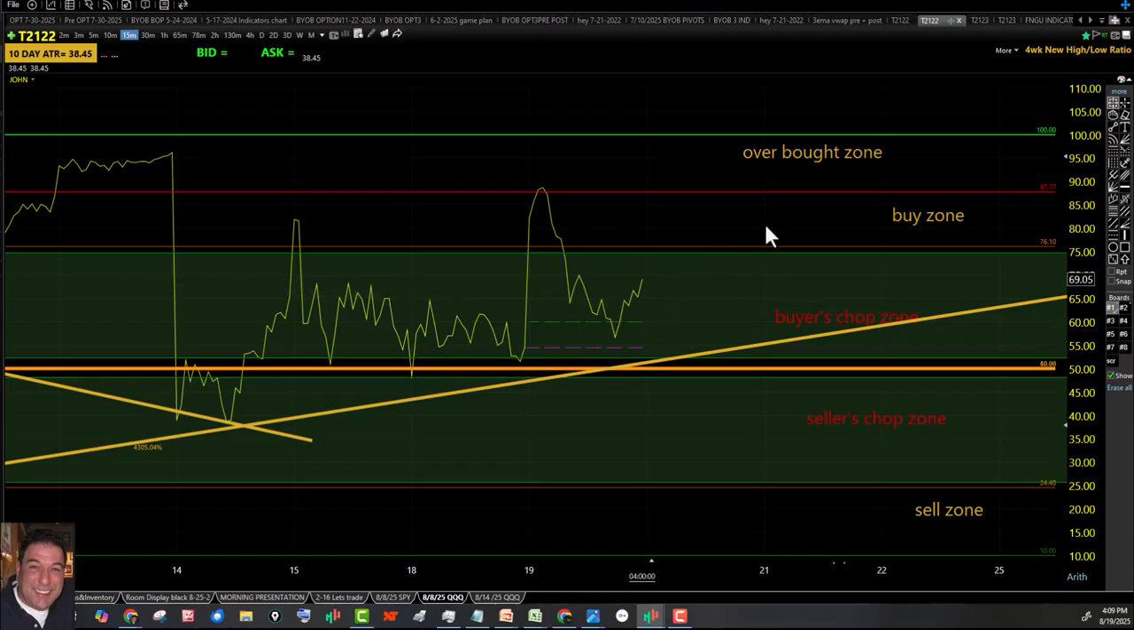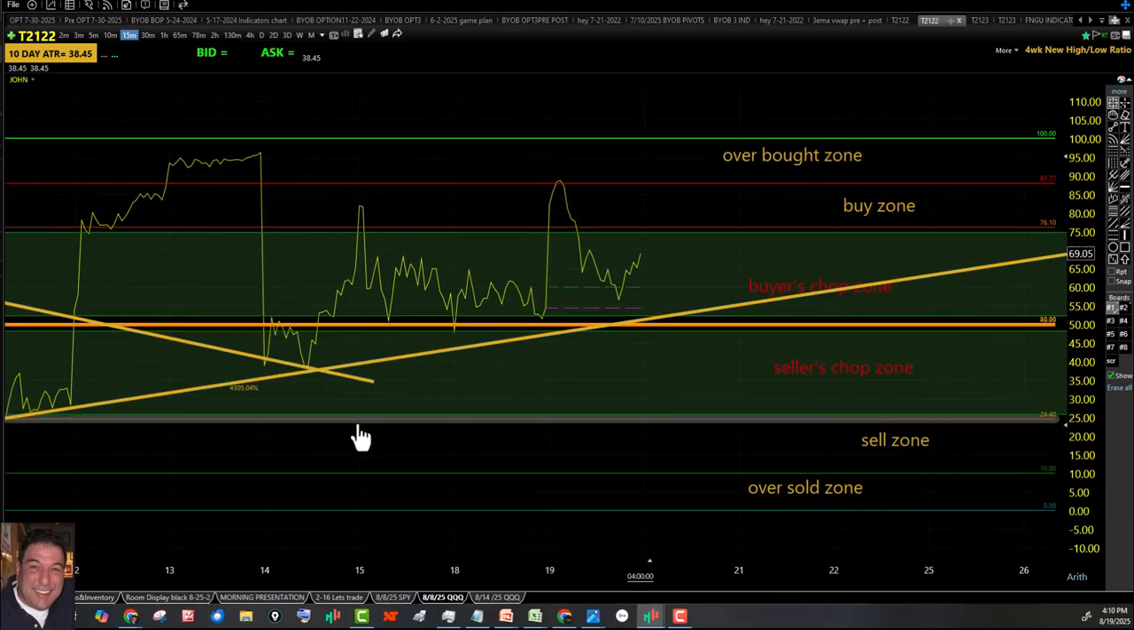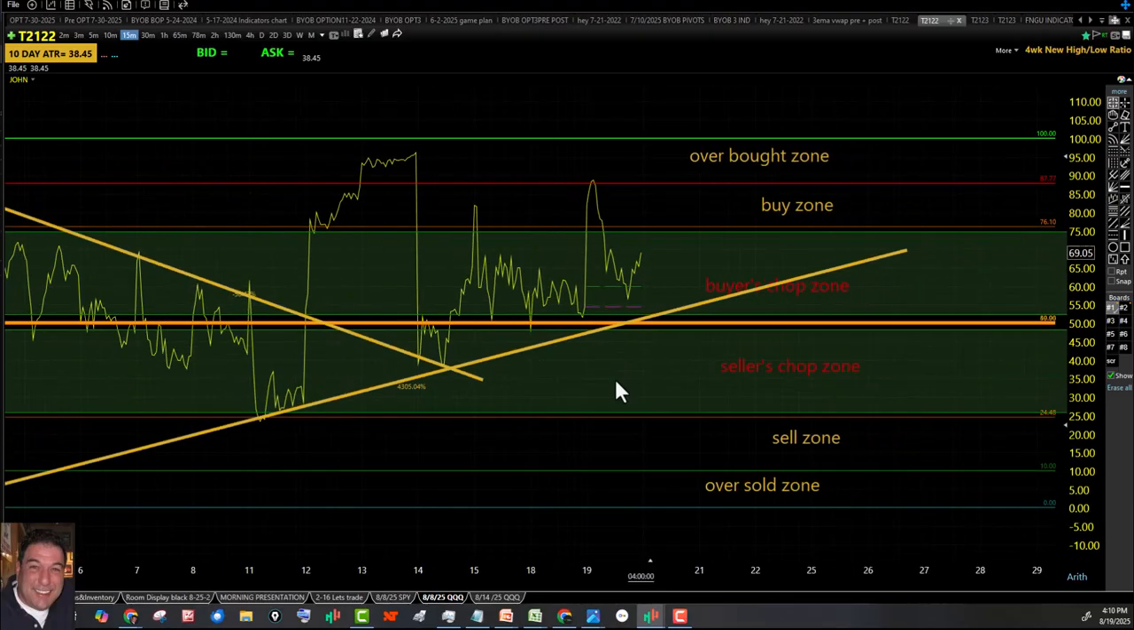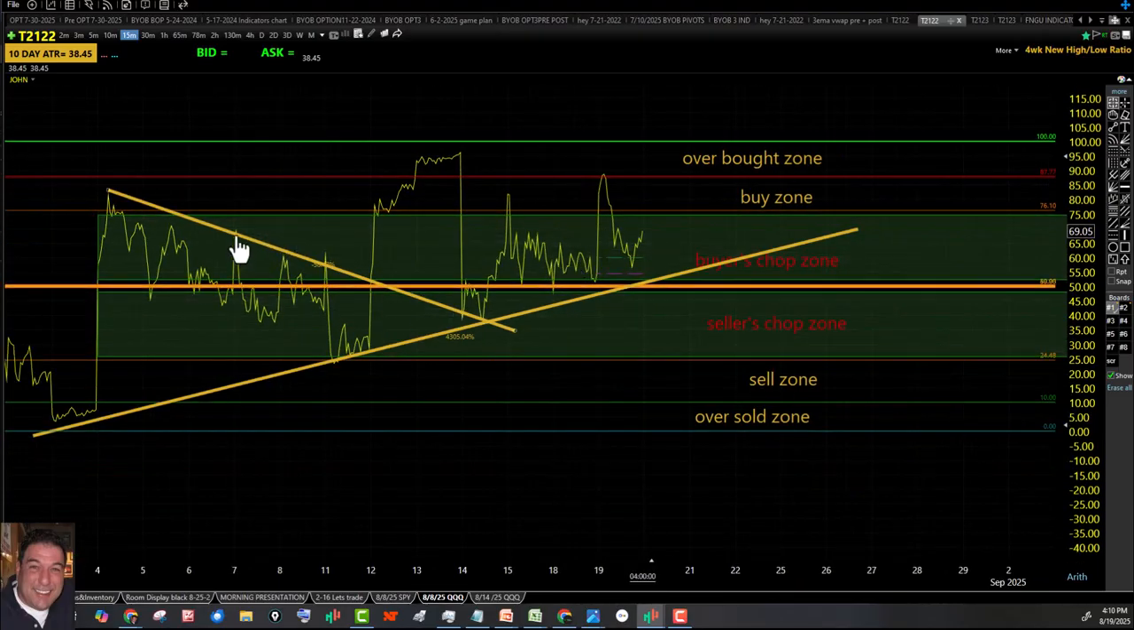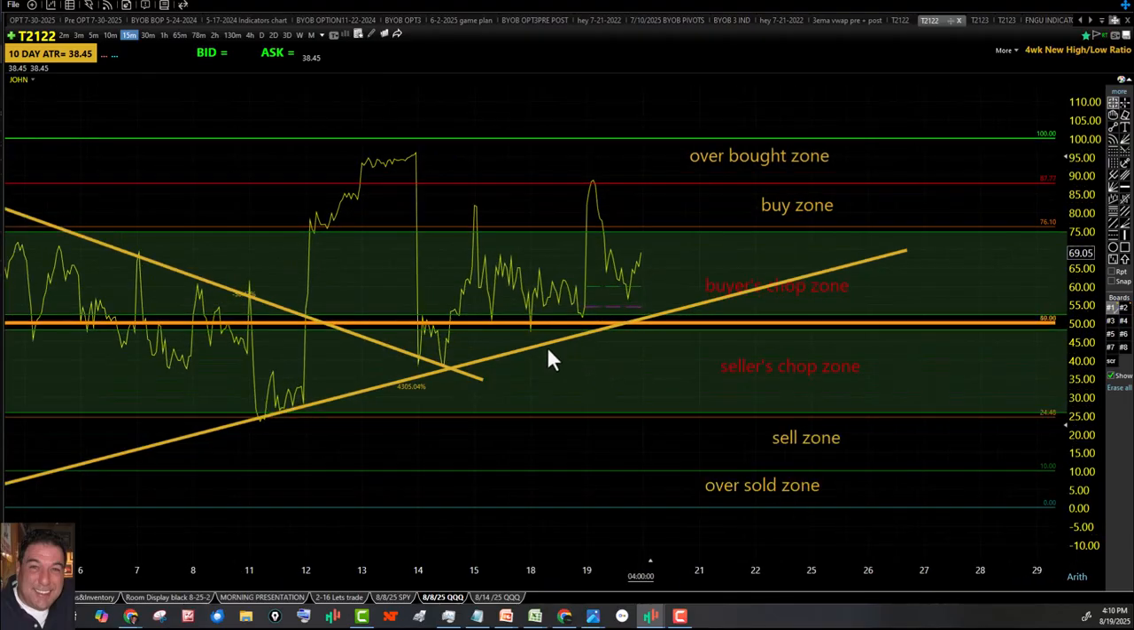So it's very possible we get a bounce tomorrow, if we even do tag that August 1st low of day anchored VWAP. We'll see what happens. So we spent most of the day in the buyer's chop zone. We're still above this uptrend line, and we're still on the backside of this downtrend line. So we'll see what we're going to do.